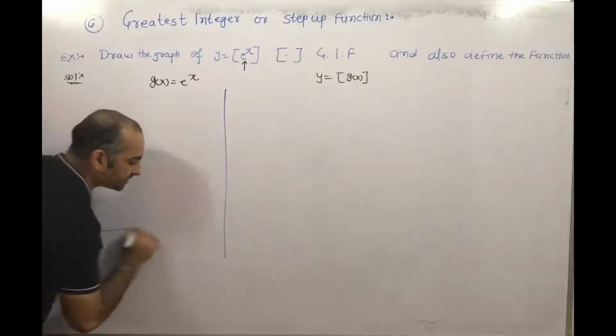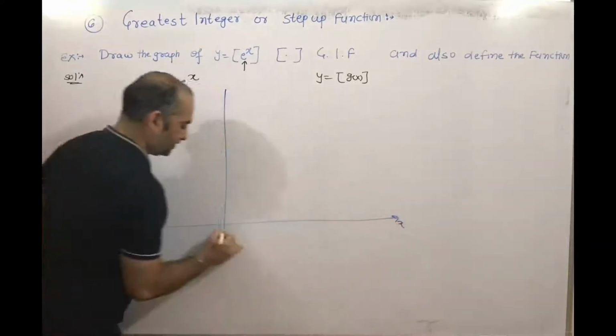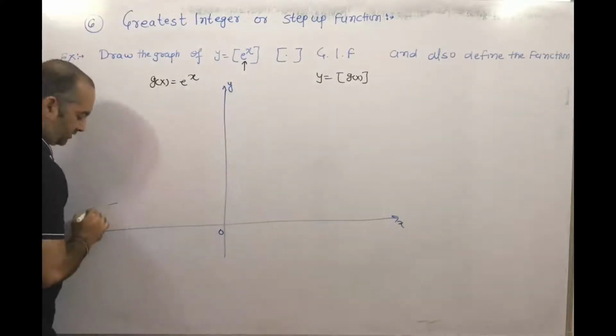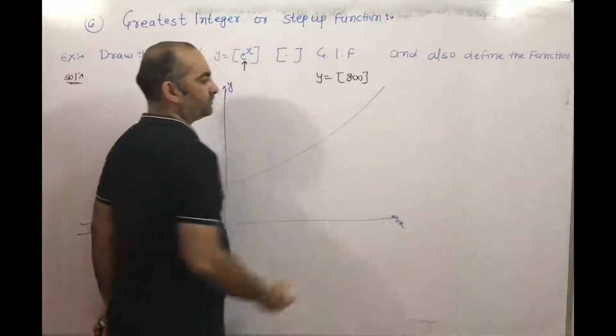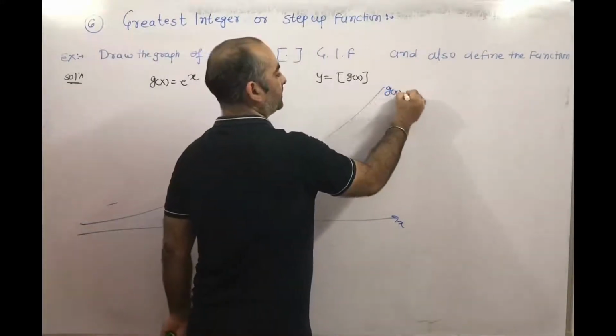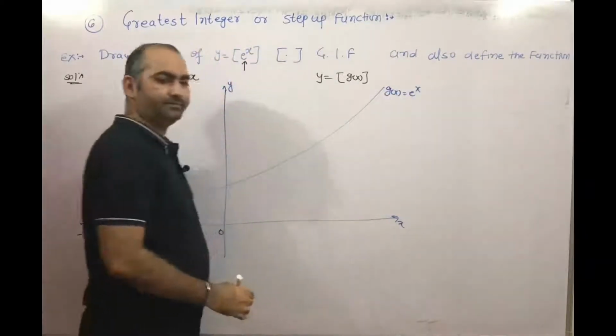So this is the y axis, this is the x axis, this is the origin. So what will the e power x graph look like? This will come. This is the graph of g(x) equal to e power x.